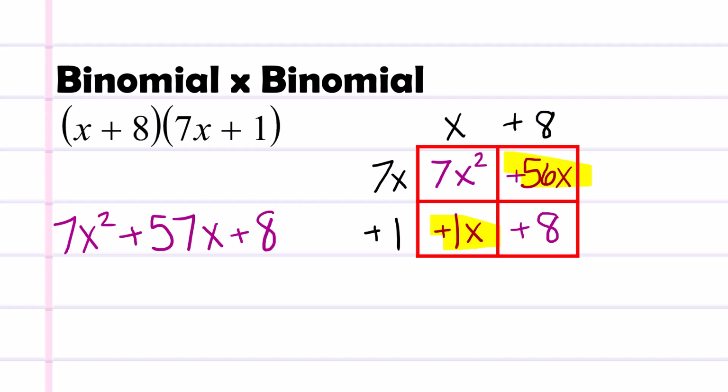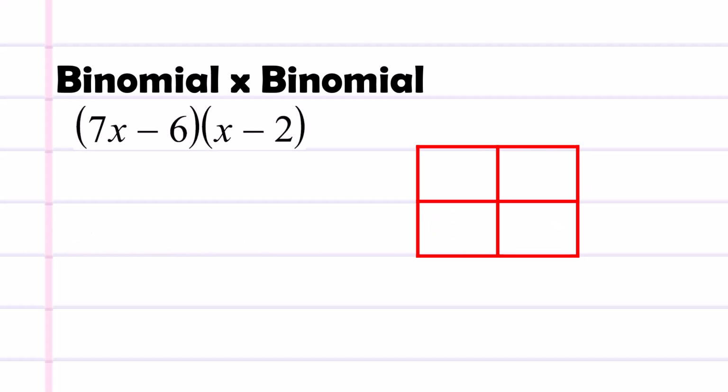All right, let's do it again, but this time the problem's going to have some negatives in it, just so you can see how this all works. We have 7x minus 6. I'll put it on the top. I could put it on the side. It doesn't matter. I just always do things the same way with math, so I can catch errors.